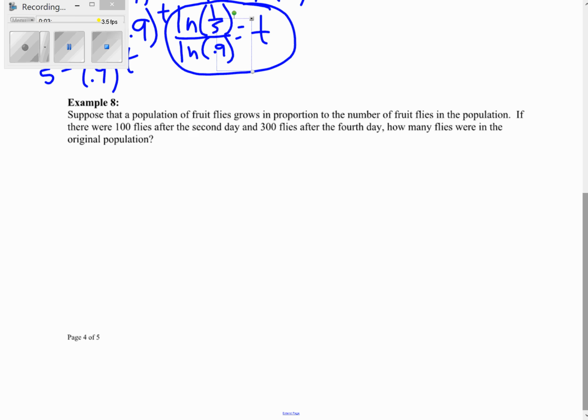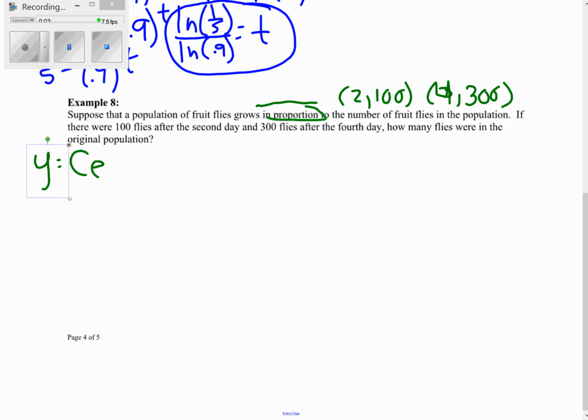Number 8, suppose that a population of fruit flies grows in proportion to the number of fruit flies. So it's growing in proportion here. Keyword. So, after the second day, there are 100 flies. And the 4th day, there were 300. So we know it's growing at an exponential rate.